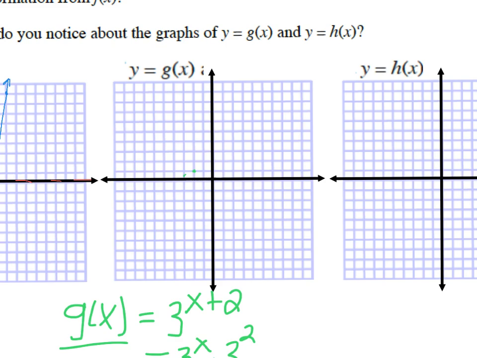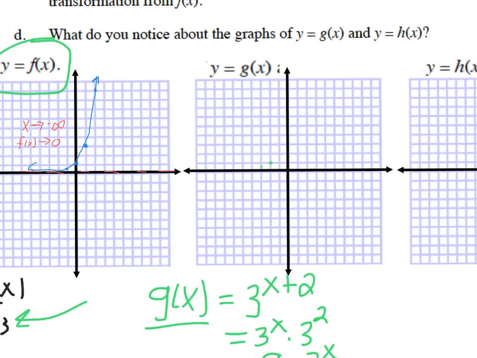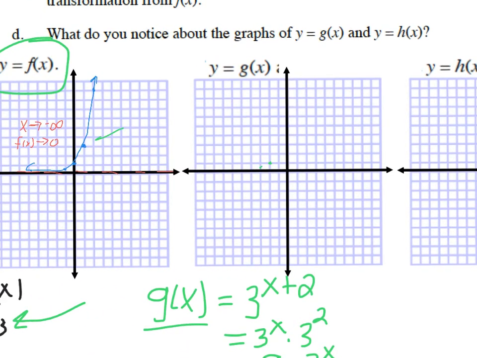There was a point on f of x right there. That was 1 over and 3 up. Well, that has to be moved 2 to the left. So that's now going to be a -1 and 3 up. And then this point was 2, 9. It has to be moved 2 to the left. So that's now going to be 0, 9. So here's the graph for g of x.